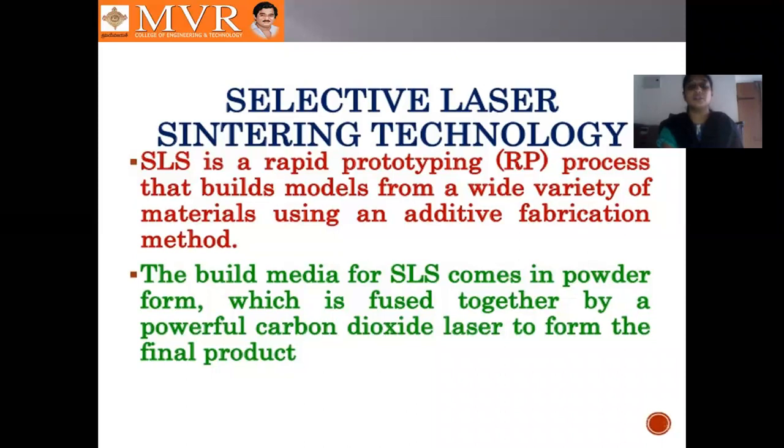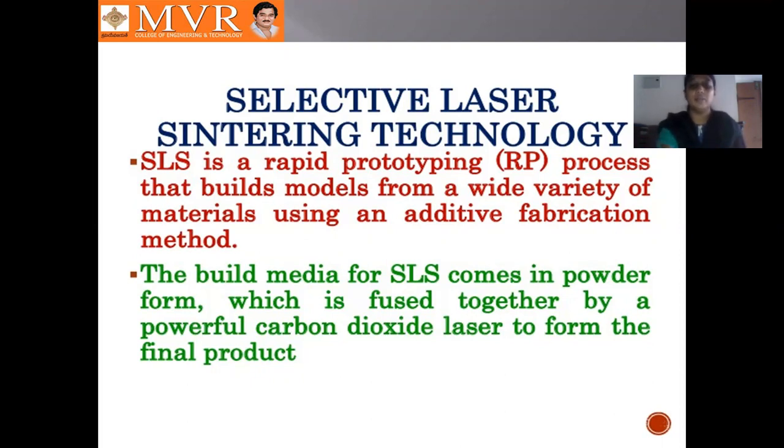In this selective laser sintering process, we are discussing how the 3D models will be injected through the laser beam systems and how the product gives the output throughout the life cycle. The selective laser sintering process is a rapid prototyping process that builds models from a wide variety of materials using an additive fabrication method.